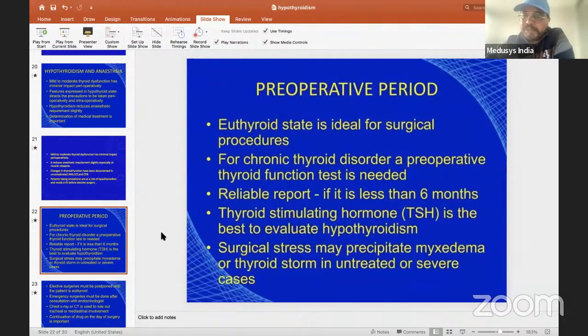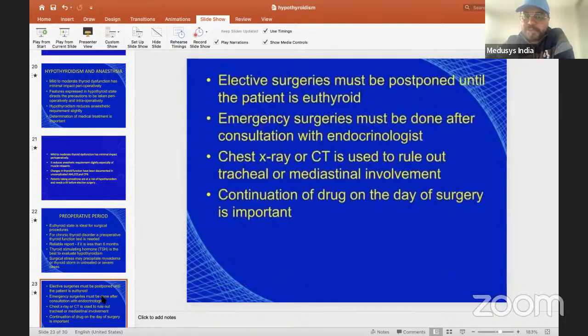Surgical stress may precipitate a myxedema or thyroid storm in untreated or severe cases. Thyroid storm in patients where the patient is already hyperthyroid, and the myxedema where the patient is already hypothyroid. Now, coming on what I told you already, elective surgeries must be postponed until the patient is euthyroid. Emergency surgery must be done after consultation with the endocrinologist.